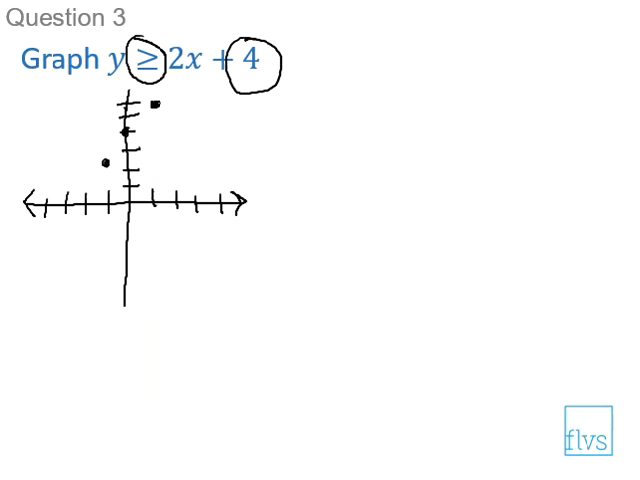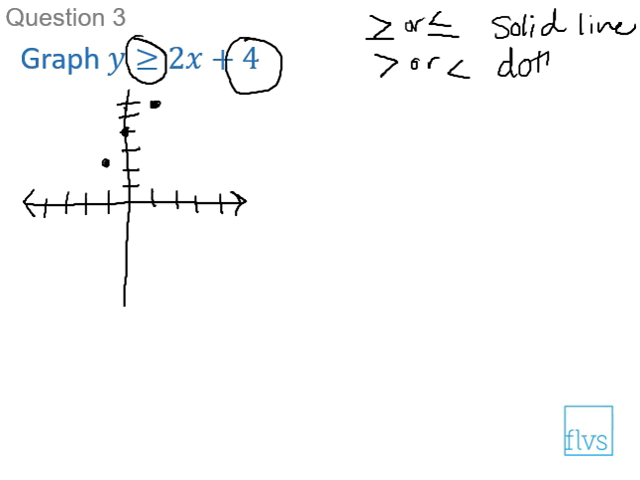Okay. Now, if you have a greater than or equal to or less than or equal to, you're going to draw a solid line. If it were just greater than or less than with no line underneath it, we would draw a dotted line or dashed line. Okay, this one is a solid, so I'll go ahead and draw my solid line.